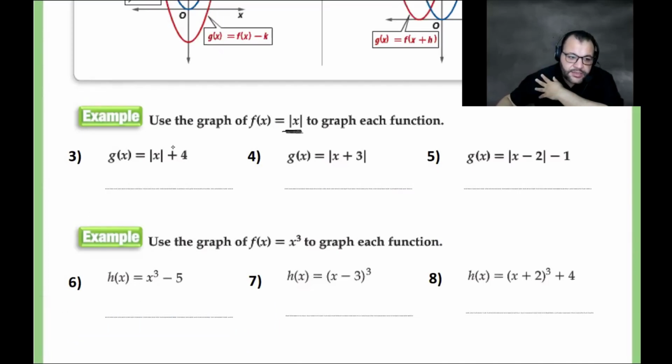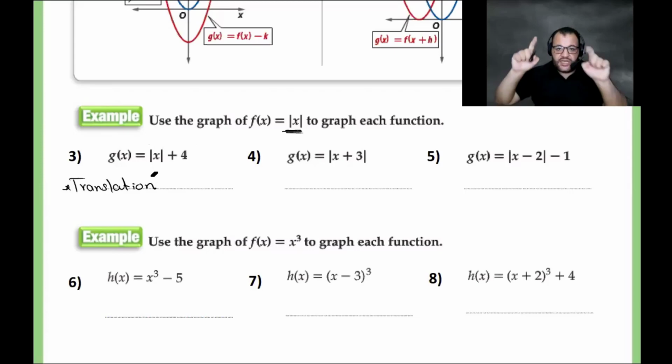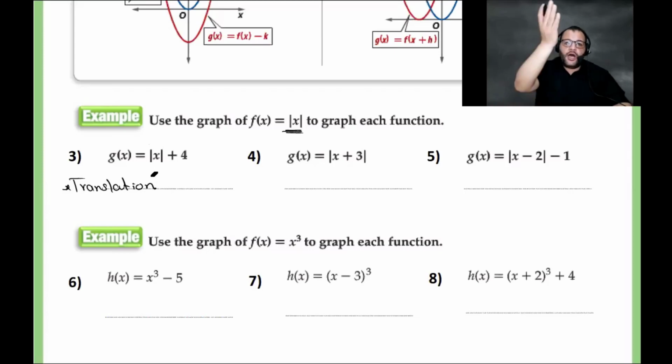Because we add. If you compare, the first one is f of x equals the absolute value of x. The difference between the first one and the second one is that we add 4. It means the type of the transformation is translation. So we go higher by 4. This transformation is inside the absolute value or outside? Outside. It means it fixes y, it means it's going up or going down.